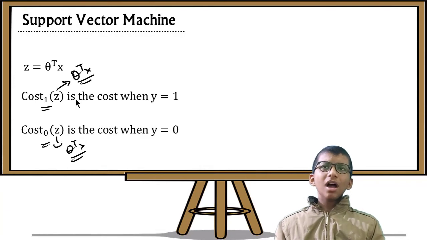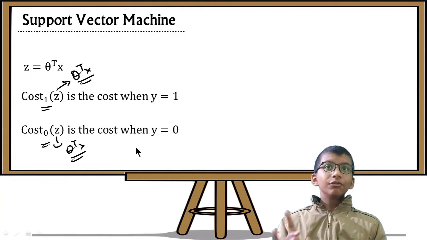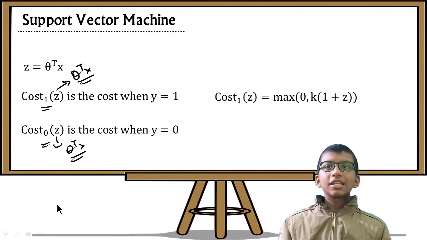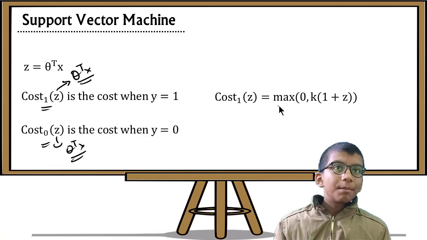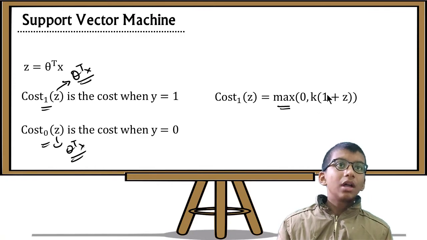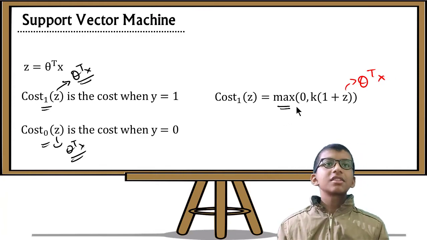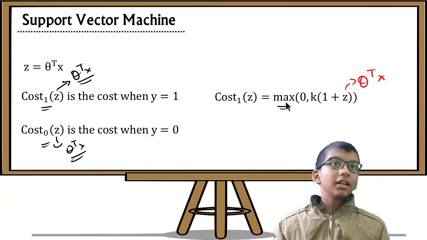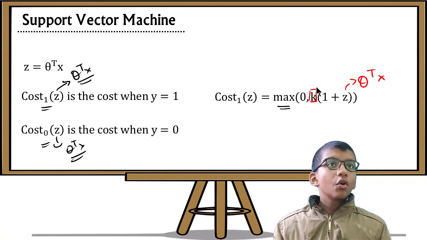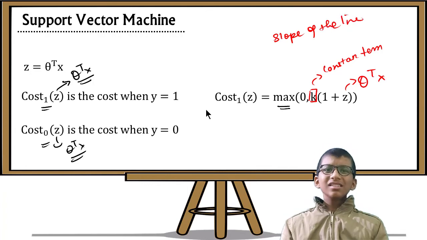And you might be thinking, what is the cost of theta transpose x? If y equals 1, cost 1 is equal to the max of 0 and k times 1 plus z, where z is theta transpose x. You might be confused after this statement, so listen carefully: k here is a constant term, and it is the slope of the line. And what is the line there?